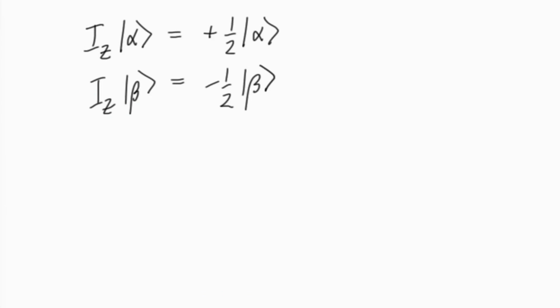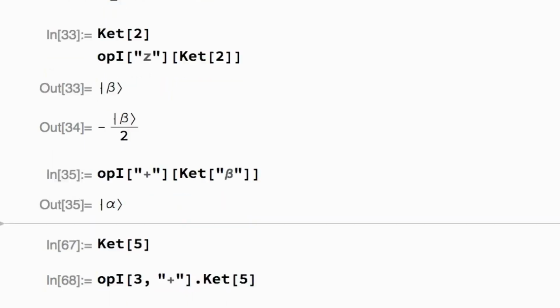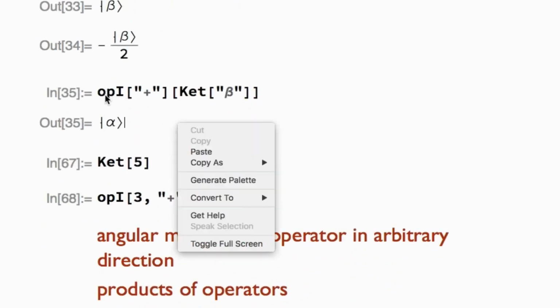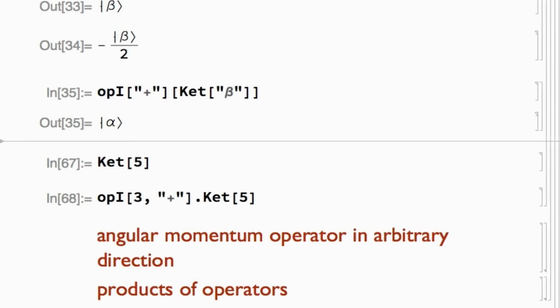What happens if I apply the shift up operator to beta? It shifts ket beta up into ket alpha. That's why it's called the shift up operator. And of course SpinDynamica knows about that too. So here I've applied the shift up operator I plus to ket beta, and the result is ket alpha. So SpinDynamica knows how to do all of those manipulations.